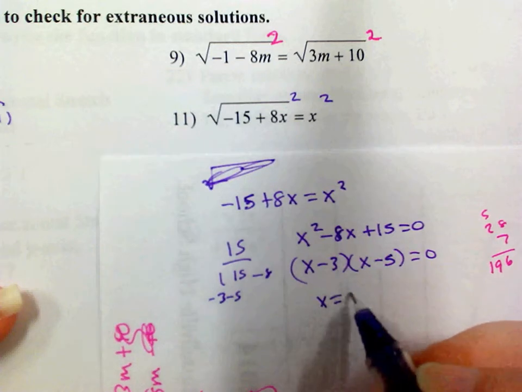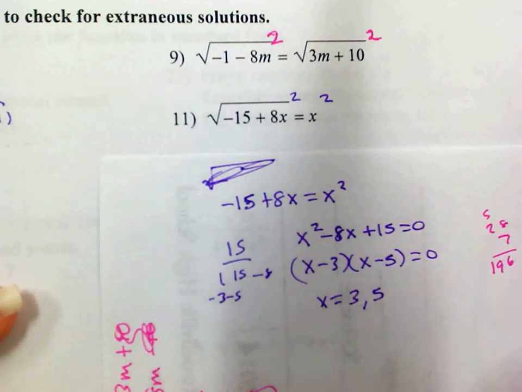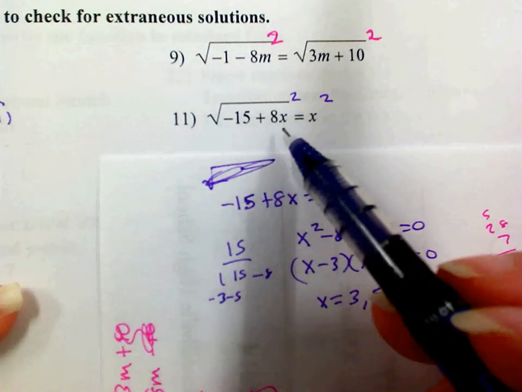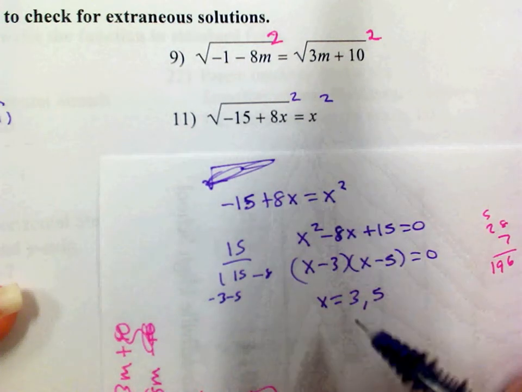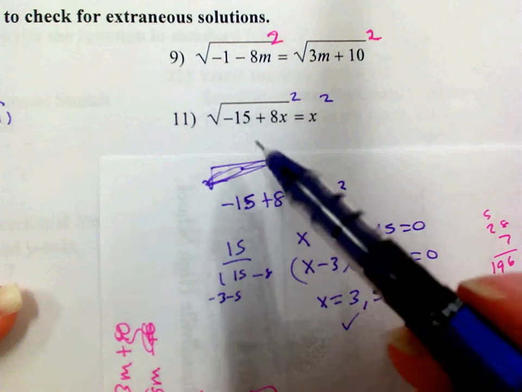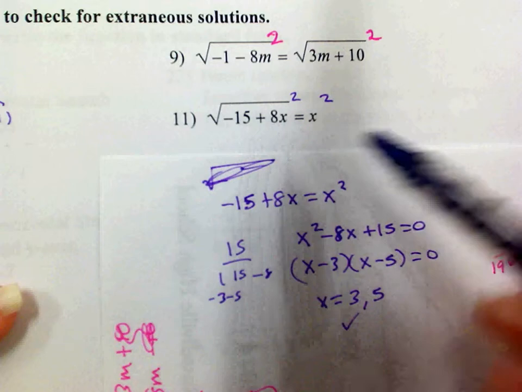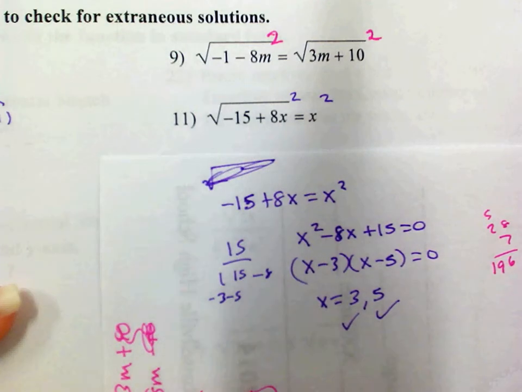Okay. If I plug in 3, then I've got negative 15 plus 24, and that's 9. The square root of 9 is 3. That does work. If I plug in 5, I've got 40 minus 15, which is 25. The square root of 25 is 5, equals 5. That also works, so we're good. They're both my answers. Okay, let's talk about 12.